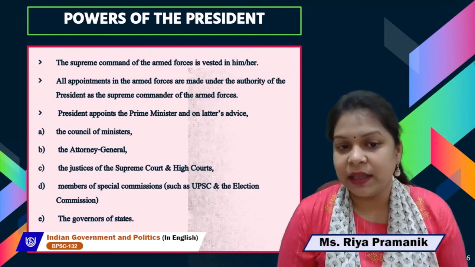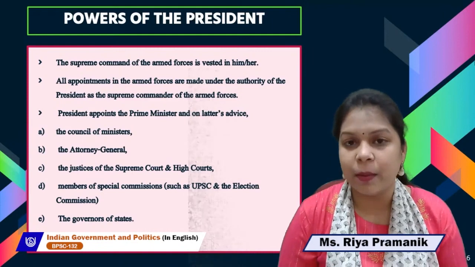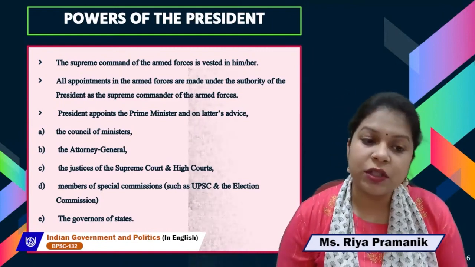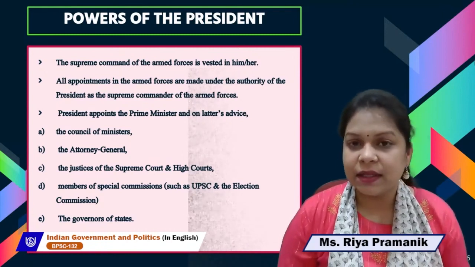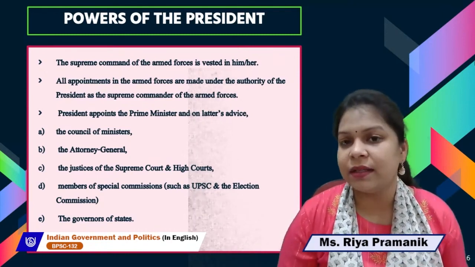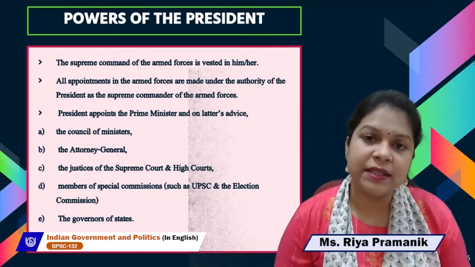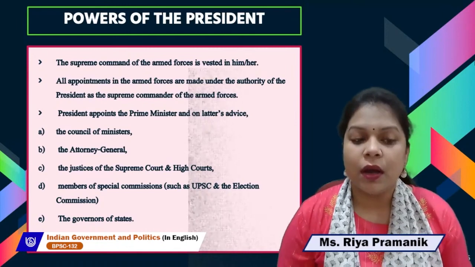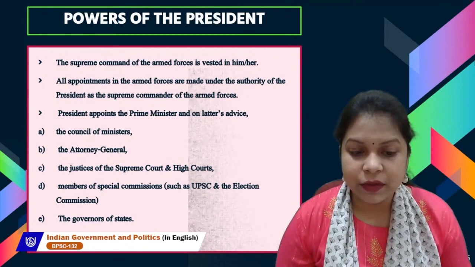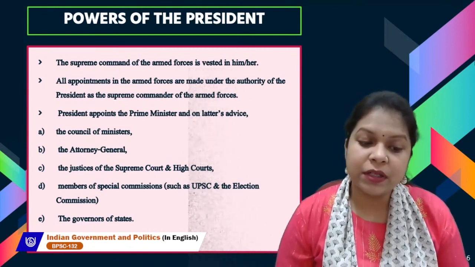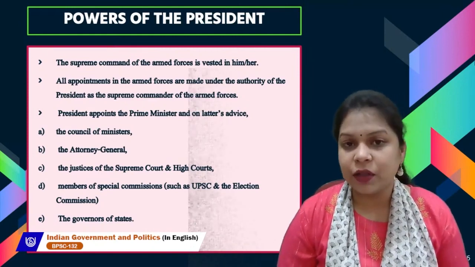All appointments in the armed forces are made under the authority of the president as the supreme commander. The president also appoints the prime minister, and on the prime minister's advice, the council of ministers. That means the president is the one who appoints the prime minister, and on the advice of the prime minister, he or she also appoints the council of ministers, the attorney general, the justices of the Supreme Court and High Court, members of special commissions like UPSC and the Election Commission, and the governors of the states.